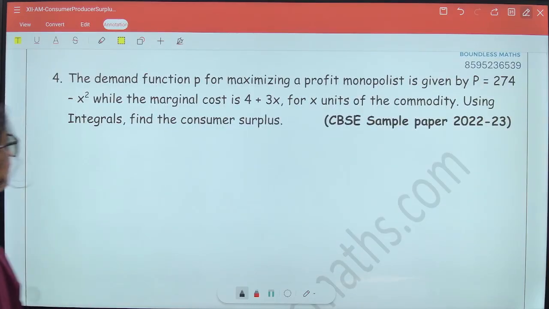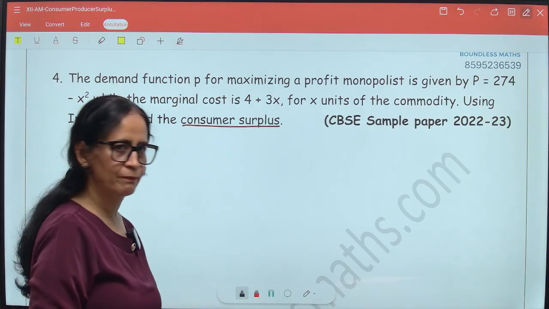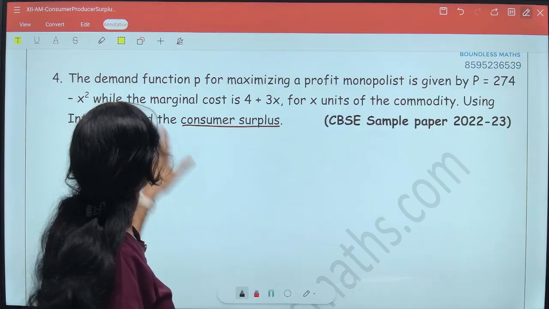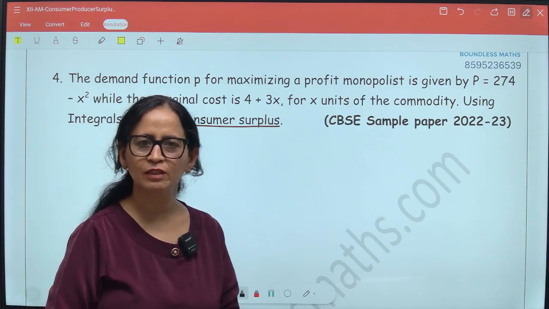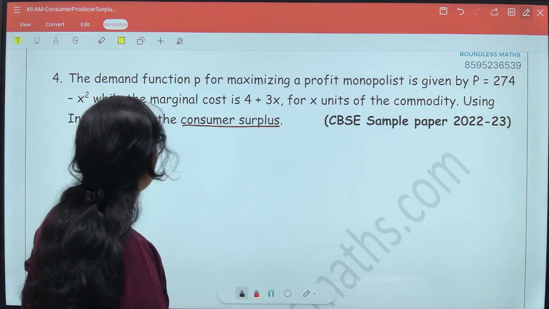The demand function for a maximizing profit monopolist is given by P is equal to 274 minus x square and the marginal cost is given to you for x units of commodity. Using integrals, find the consumer surplus. So you need to find consumer surplus now. That means you need the demand function which is given here and you need the equilibrium price and quantity, but we don't have it. So how do we find that?